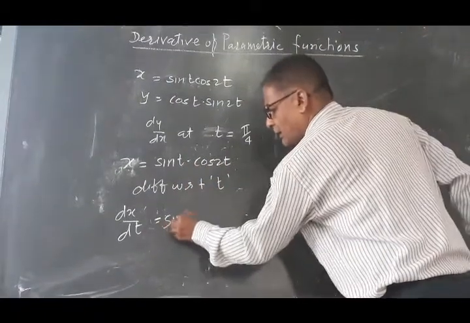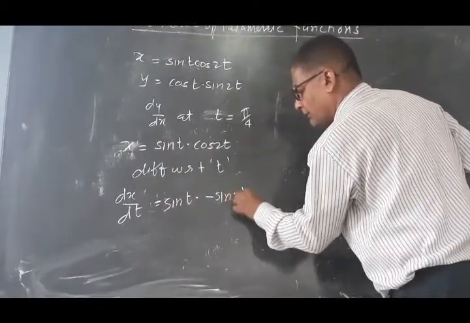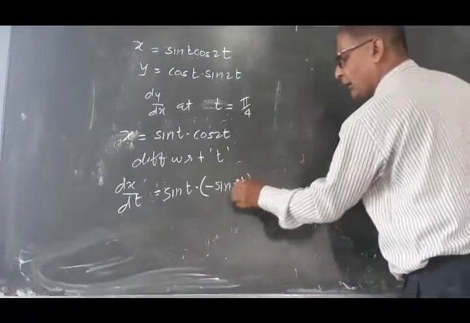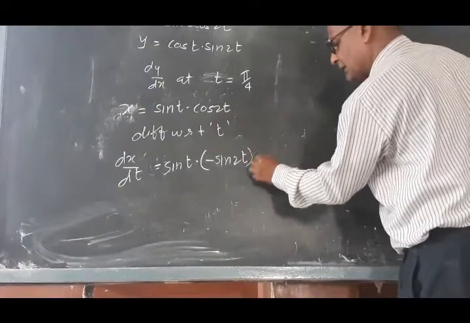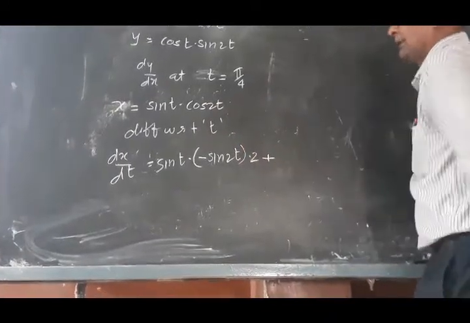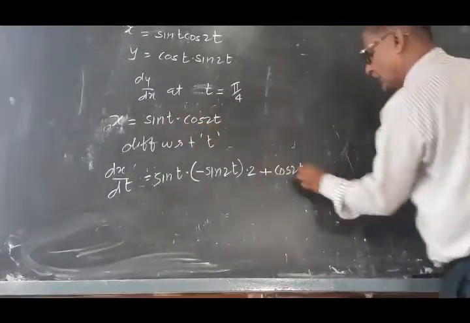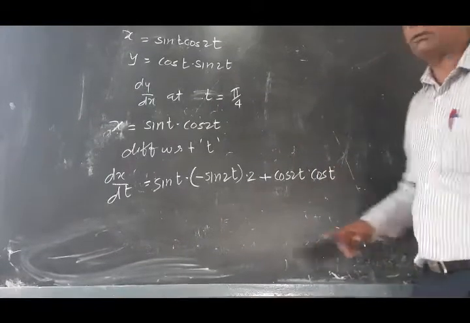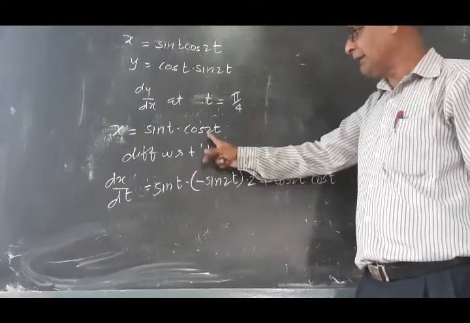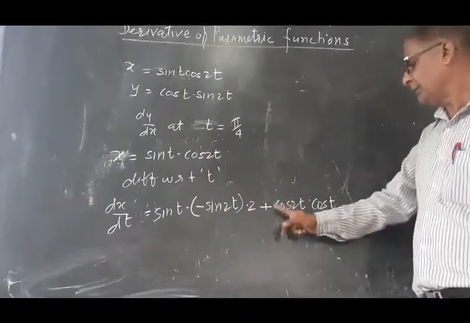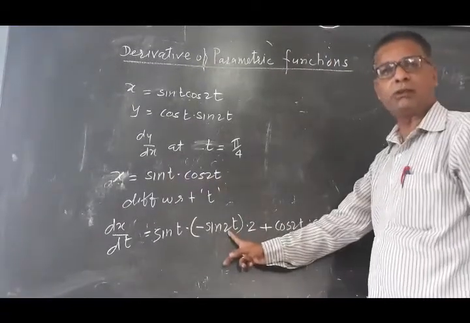You get sin t into derivative of cos 2t, which is minus sin 2t, into the chain rule again, since 2t is also a function. So the differentiation of 2t is 2, plus cos 2t into derivative of sin t, which is cos t. Now look, concentrate again. Sin t into derivative of cos 2t is minus sin 2t into derivative of 2t, which is 2, plus cos 2t into derivative of sin t, which is cos t. Here we are using the chain rule of the derivative.